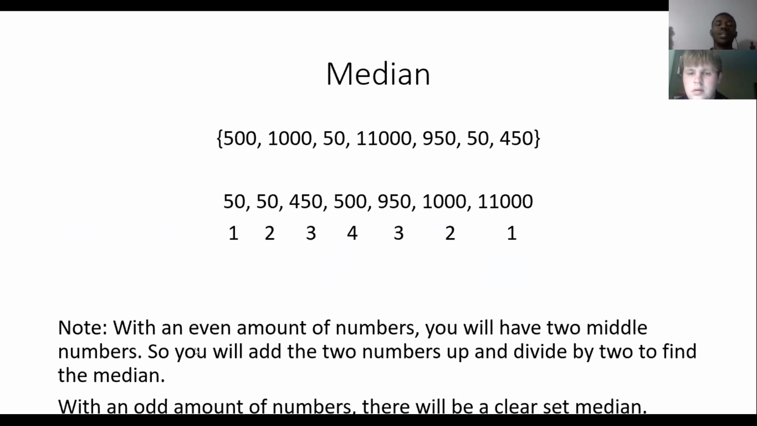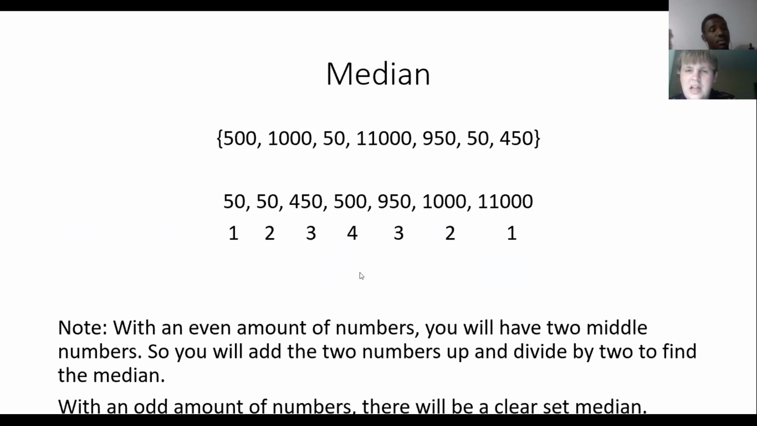And a little side note: with an even amount of numbers, you will have 2 middle numbers. So let's say if I were to get rid of this one, you have 2 middle numbers, which will be probably in the middle of here or so. What I would do in that case is add the 450 and the 500 together, divide by 2, and get right in the middle there, which will be 475.